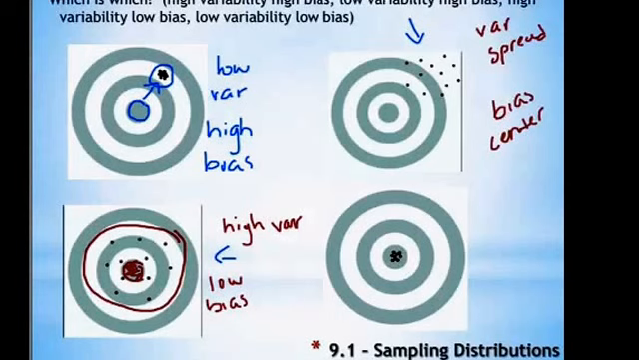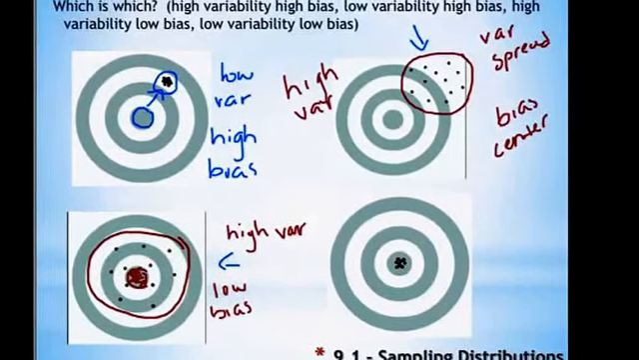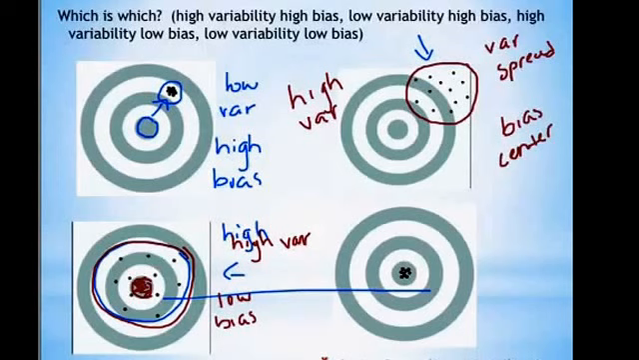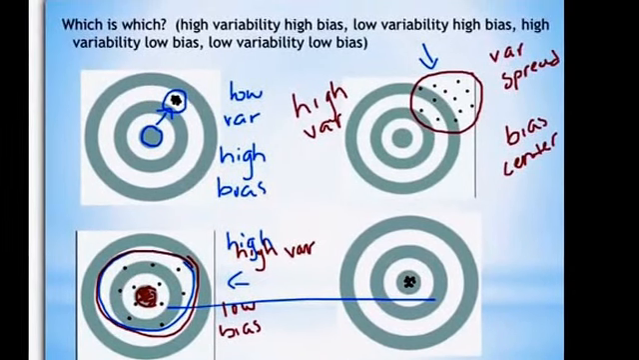On the top right, I have my data very spread out again, just like the bottom left one. So this is going to have high variability. And then we have high bias because its center is really off. The center is supposed to be here, and it's way to the right, top right of my target. So we have high bias.